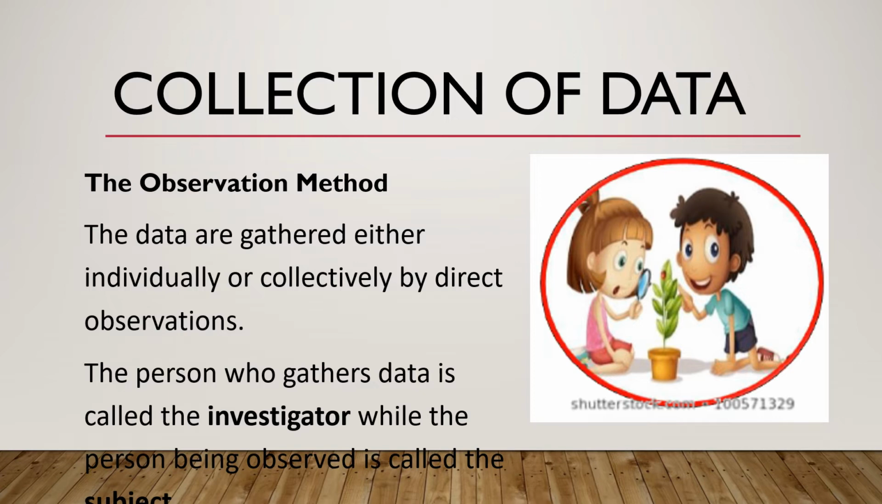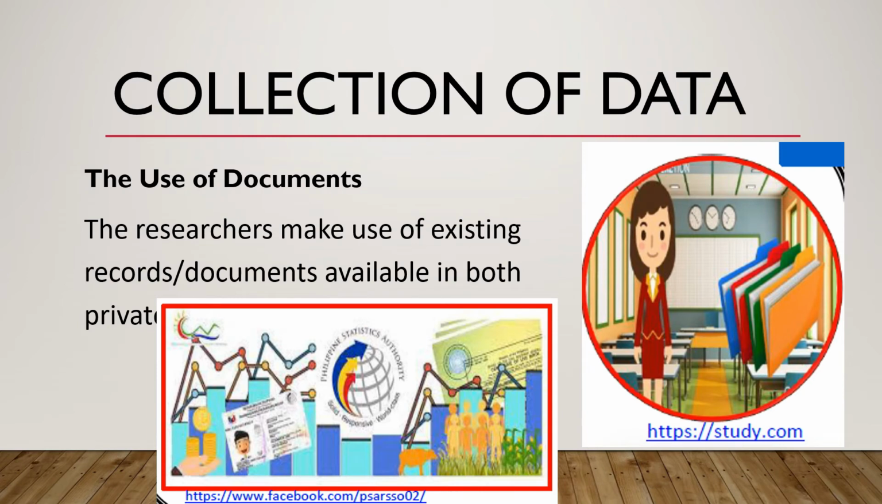So if you are admitted in the hospital, the doctors are actually observing you. Okay? So the doctors are the investigators. So what is an example for this? In the time of pandemic, researchers obtain data by observing behaviors of the patient. And the fourth method of collecting data is the use of documents. Okay, so we have here the folders, the statistics. So the researchers here make use of existing records or documents available in both private and government offices. So what are the examples for this?